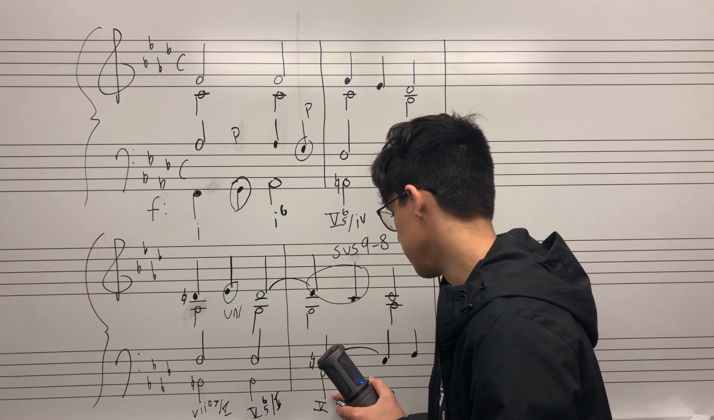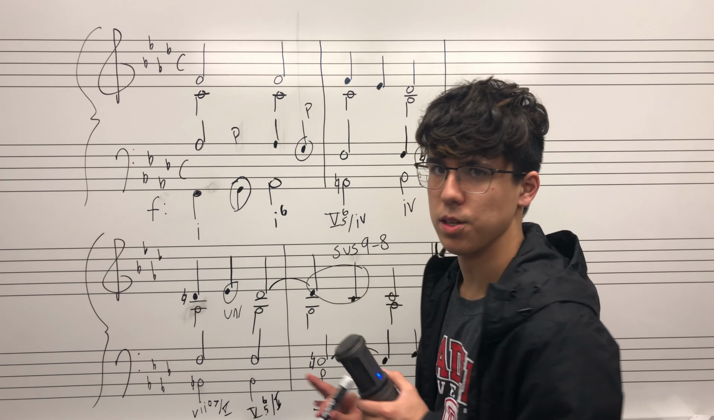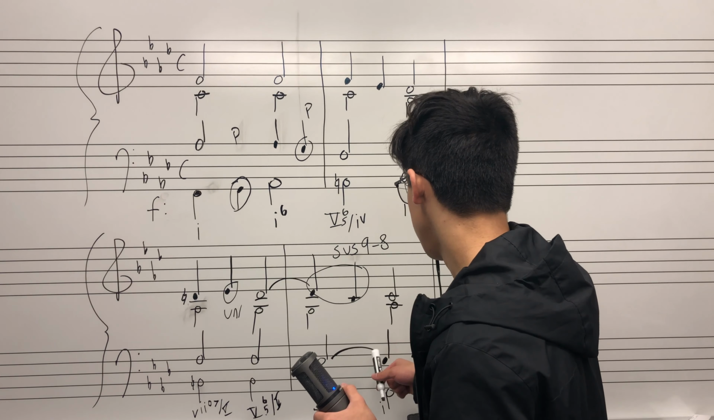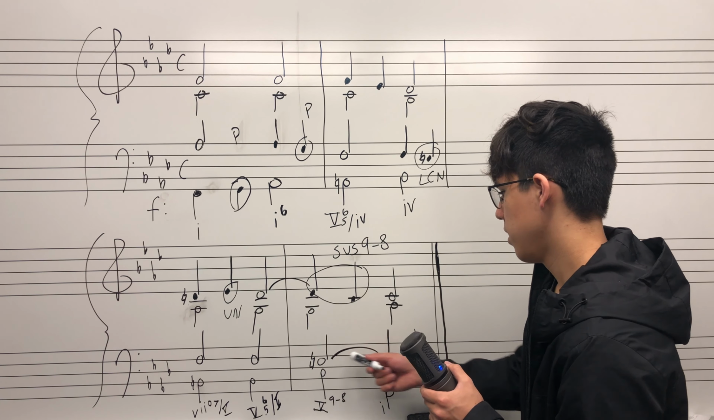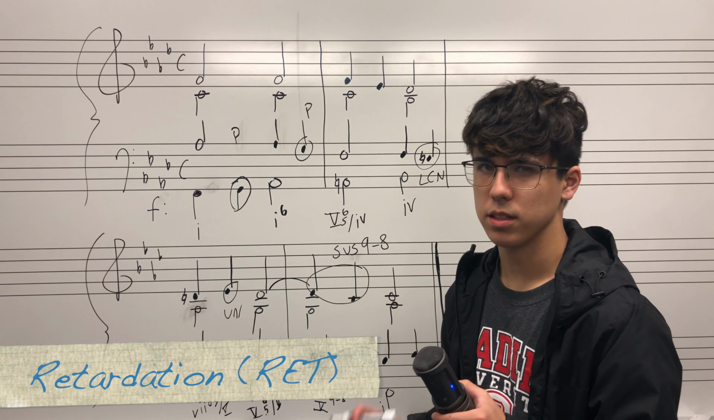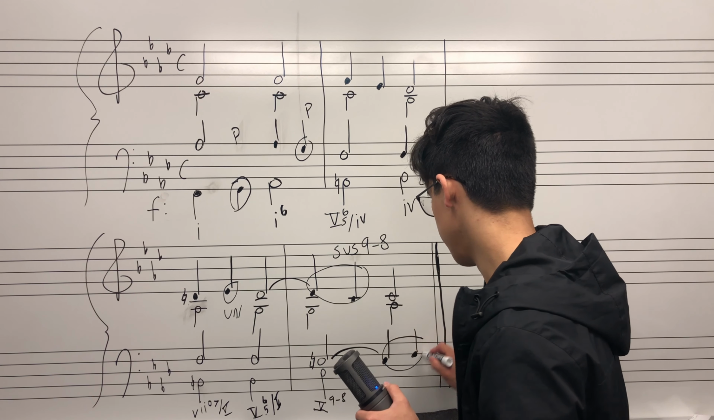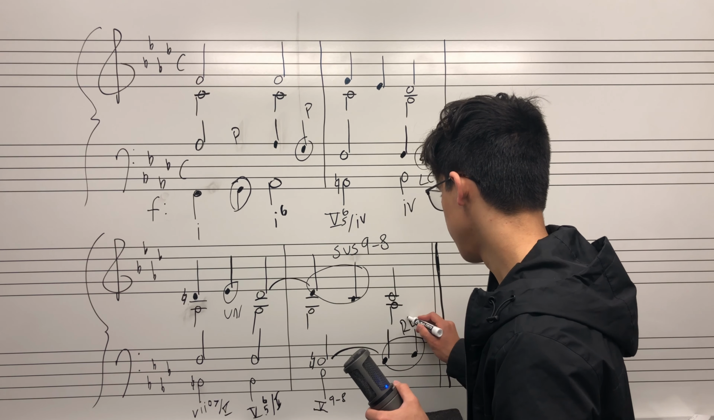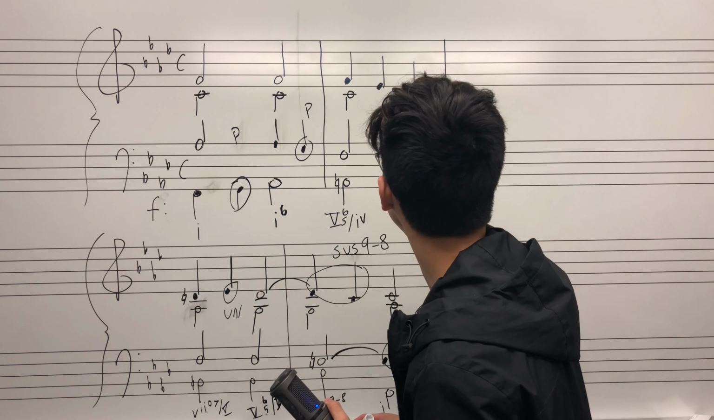You might want to write that in the Roman numerals too, above the 5, 9, 8. There's different ways of doing it, but just make sure you label it. And lastly, we have something interesting going on here. This might look like a suspension too because it's tied, but when it resolves up, it's called a retardation. So we don't label that in our analysis, we just circle it and call it ret. And we are golden. Those are all of our embellishing tones.